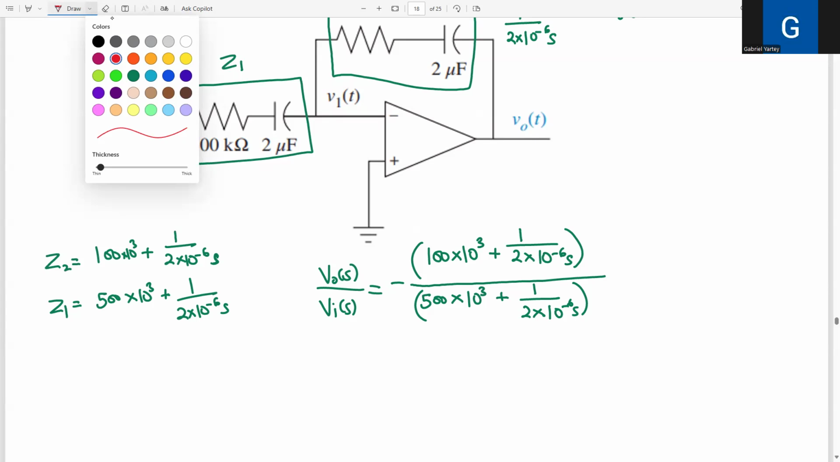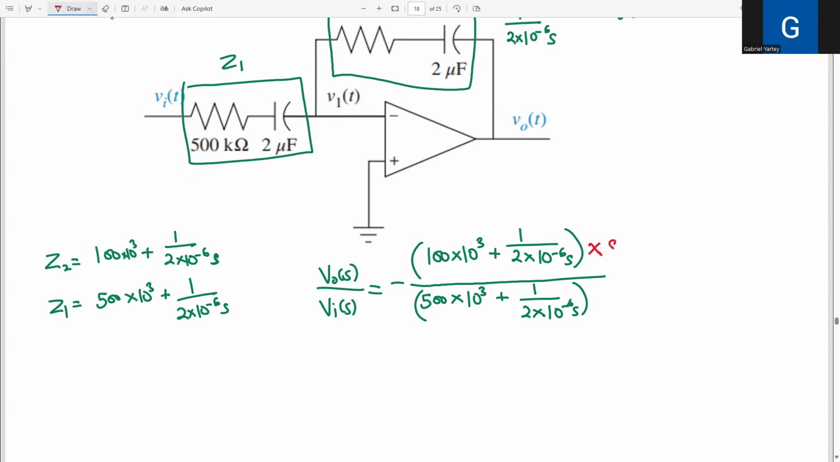So this is sort of a create and destroy thing. I create the S here, then I destroy it here, such that when the S cancels the S, I still get the same thing, right? Now I still want to keep this fraction clean, right? I don't want anything at the bottom here. So I don't want to see 2 times 10 to the power minus 6. I don't want to see anything like that. So I create it and then I destroy it.